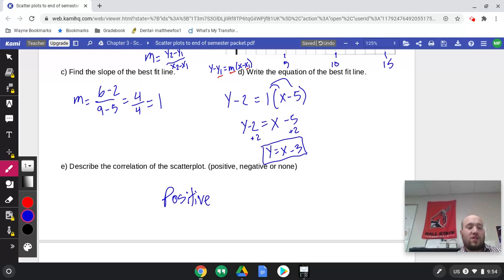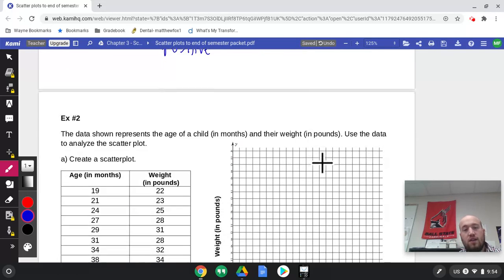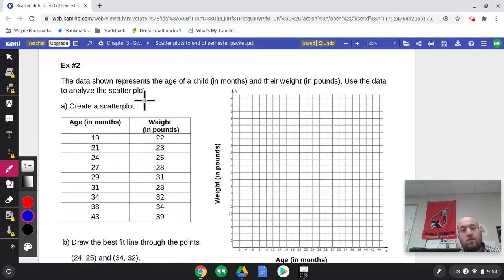Now, this one was just kind of a general scatter plot. There was no real context to it. So now, let's flip it to the next one, and here we're going to have some context. So it says, this data shown represents the age of a child in months and their weight in pounds. Use this data to analyze the scatter plot.